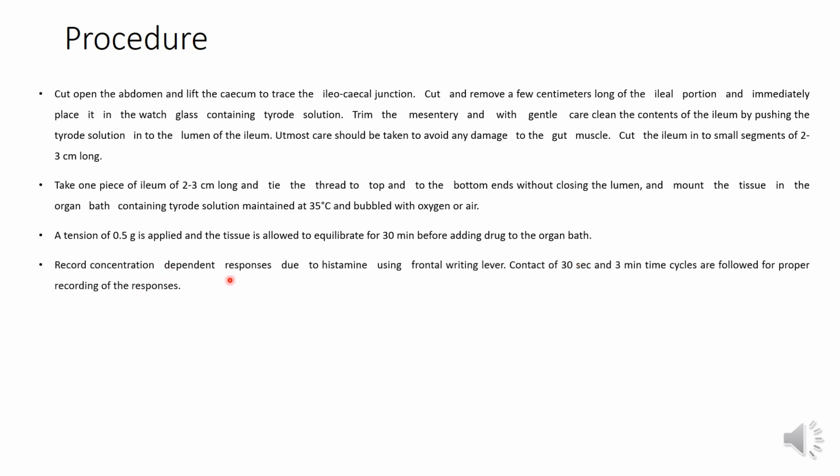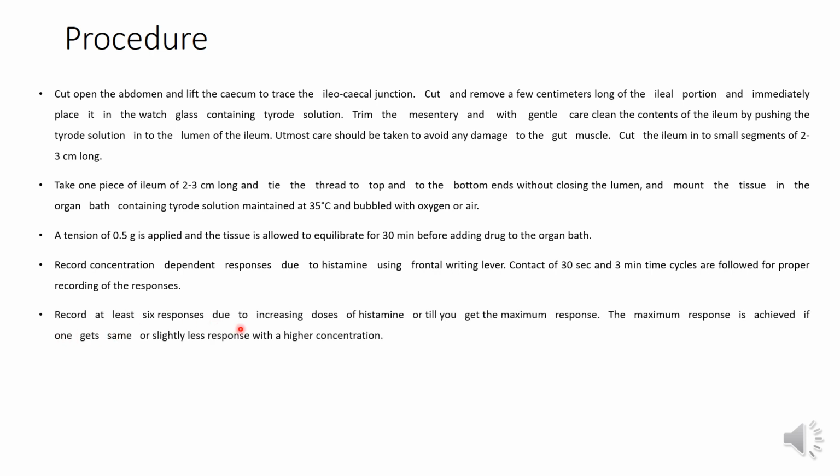Then record the concentration dependent response due to histamine using the frontal writing lever. Contact time is 30 seconds. A 3-minute cycle is followed for the proper recording of the response. Record at least 6 responses due to increasing doses of histamine or till you get the maximum response. The maximum response is achieved when you get the same or a slightly lower response with a higher concentration. Then add the potential antagonist 5 minutes before the concentration response curve is re-obtained. The potential antagonist we use here is meperamine.